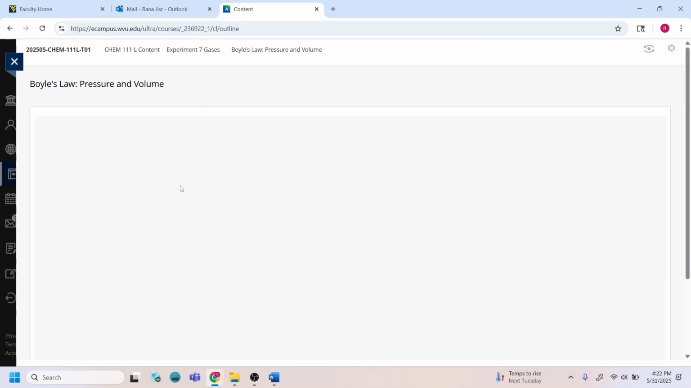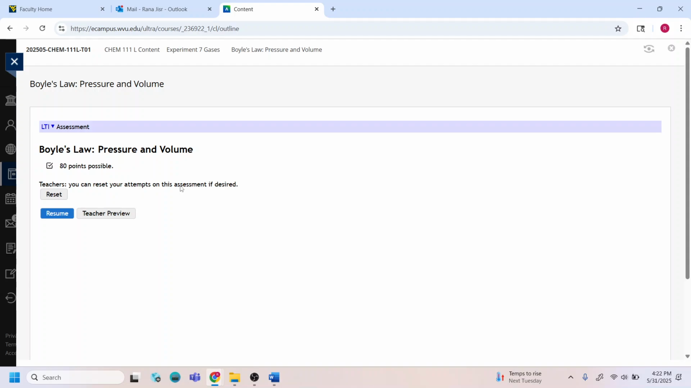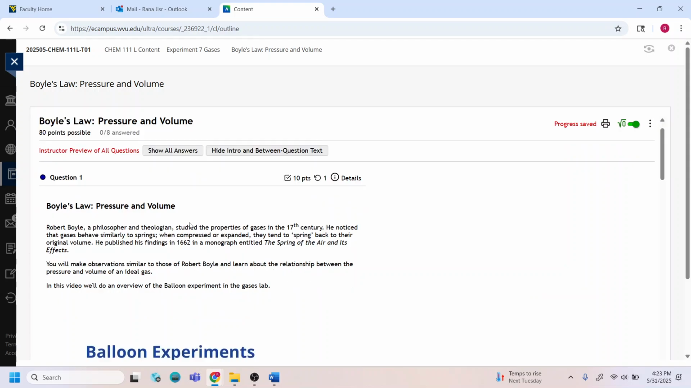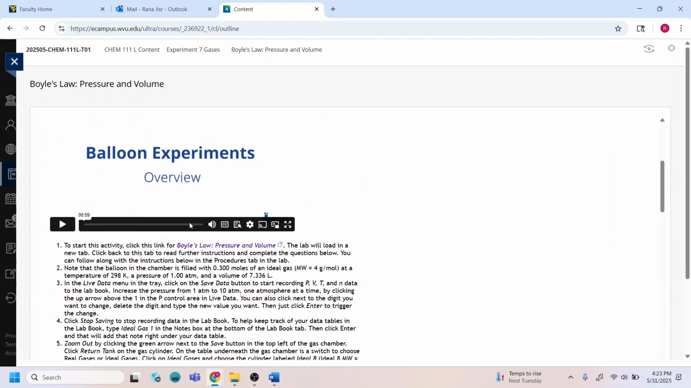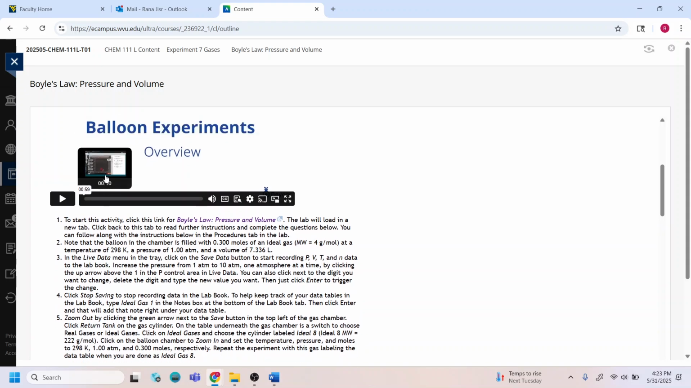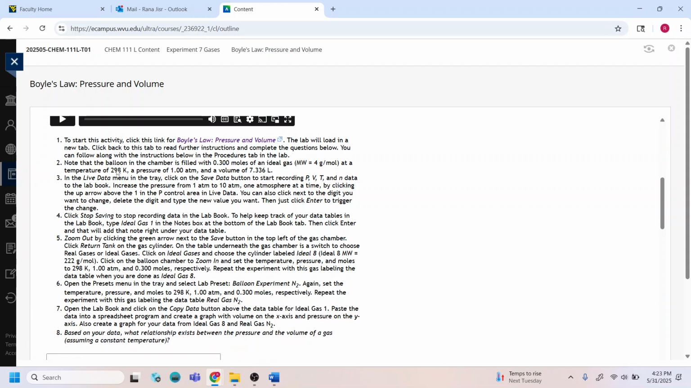To access every Beyond Labs experiment, we go through eCampus like I am doing. And then you can open the experiment. You have a short video, please watch it. It makes you familiar with what to use in the lab. And then there is the procedure in there, and this is your experiment. So we're going to open this in a new window.